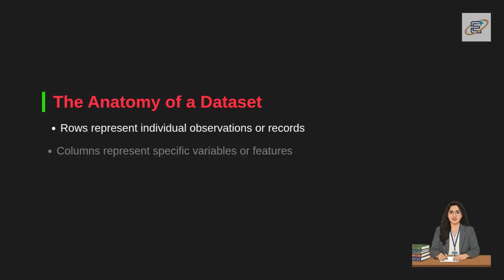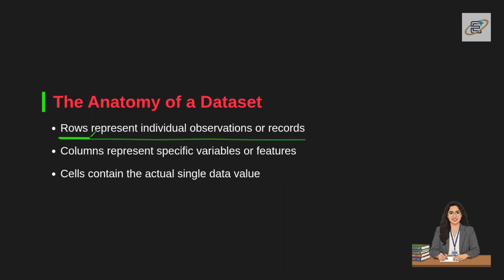When you finally pull that bucket of data out of the river, it usually comes in the form of a structured dataset. Think of a dataset like a giant spreadsheet. To read it properly, you need to know its anatomy. First, we have rows. In data analytics, a row is often called an observation or a record. Each row represents one single, distinct entity. For example, one row might represent one specific customer, or one specific sales transaction.